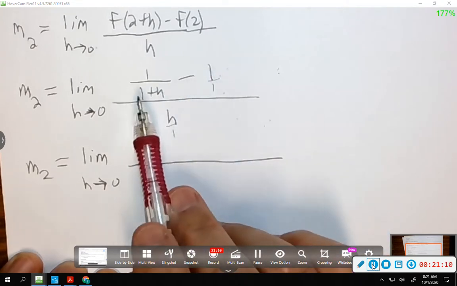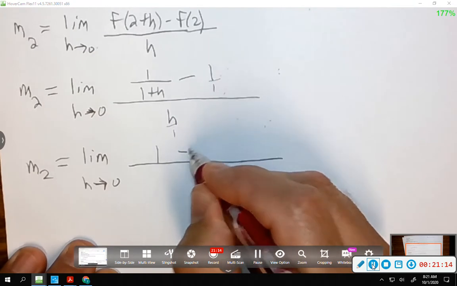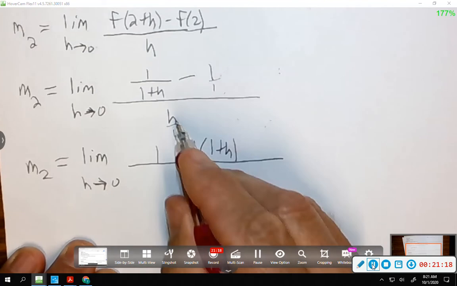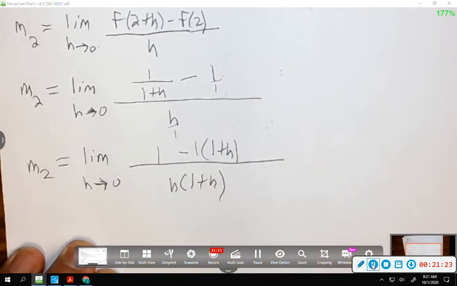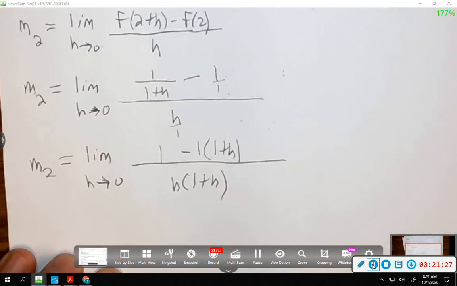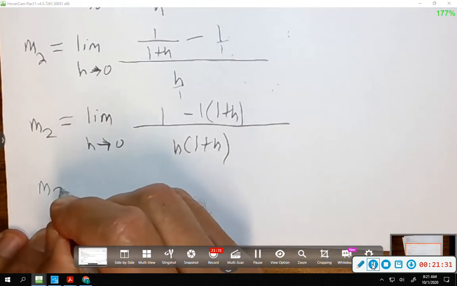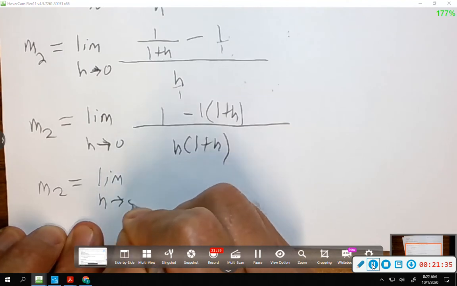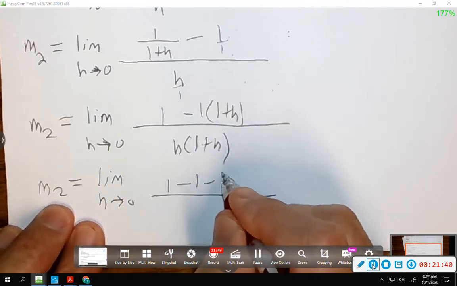The 1 plus h cancels. I'm left with a 1 minus 1 times 1 plus h, because I have to multiply that by 1, and I have to multiply the h by 1 plus h. Complex to non-complex in one step. It's going to save you a lot of writing on these rational functions. Because now I want to distribute the negative 1. Don't forget to distribute the negative sign.